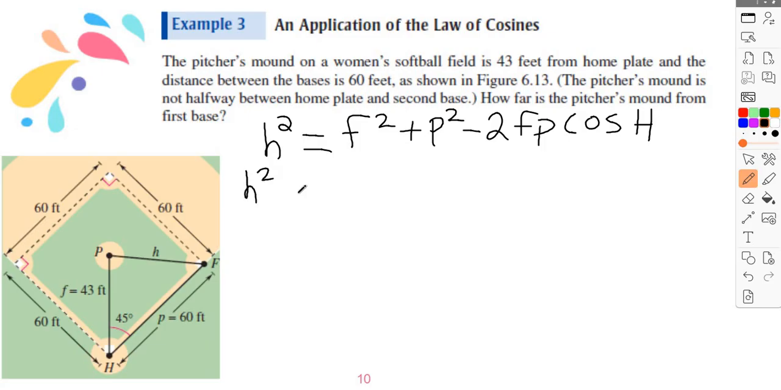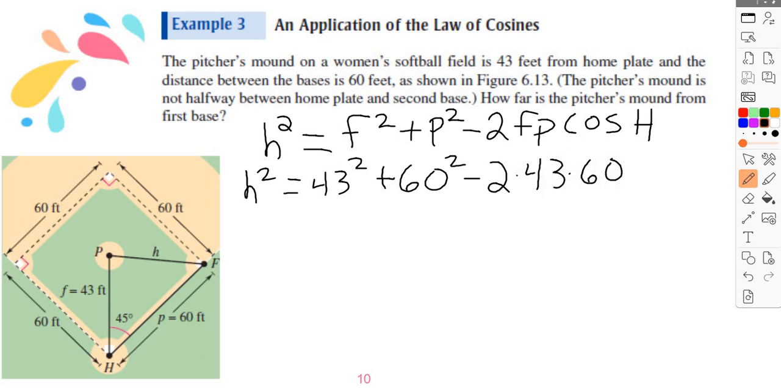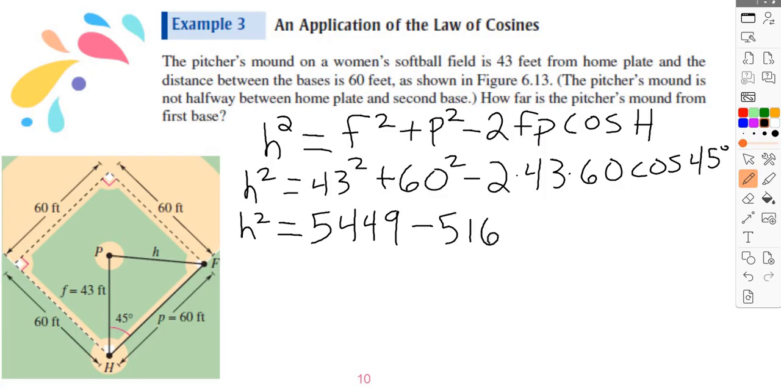So we know that F is 43, P is 60, and big H is 45. So what is 43 squared plus 60 squared? They're going to be big numbers. 5,000 what? 49. Okay. 2 times 43 times 60. 5,000. Okay. And then I saw cosine of 45.